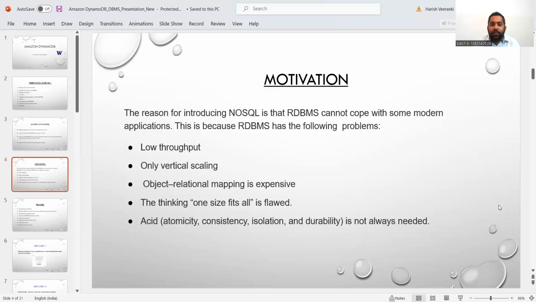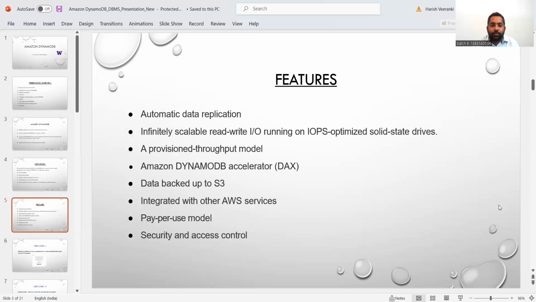The motivation for bringing up a NoSQL database is that relational databases cannot cope with modern applications. This is because of low throughput, only vertical scaling, expensive object relational mapping, and the flawed thinking that one size fits all. ACID is not always needed, which is atomicity, consistency, isolation, and durability.